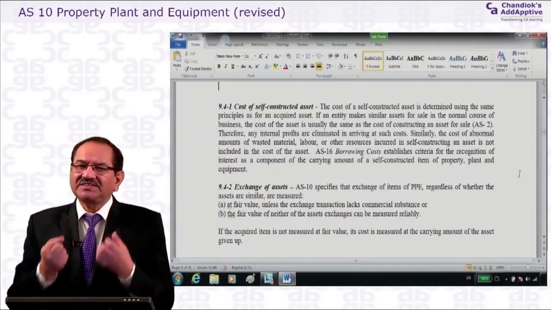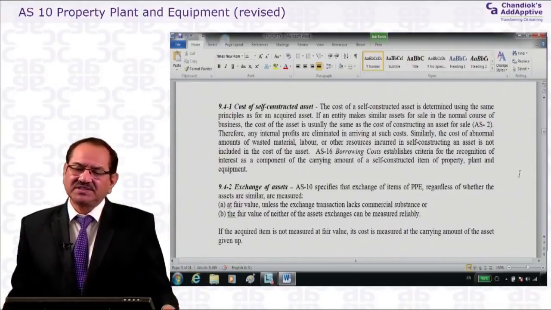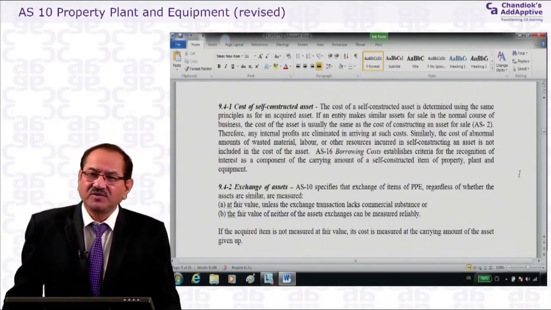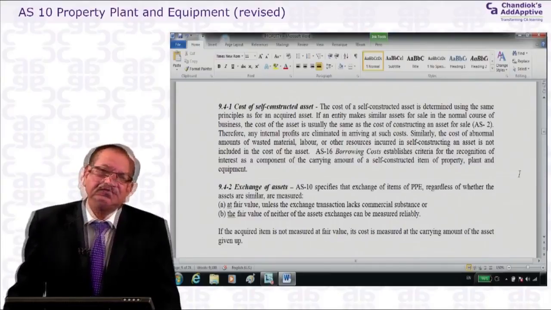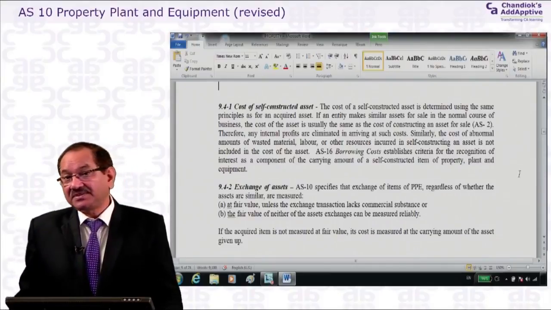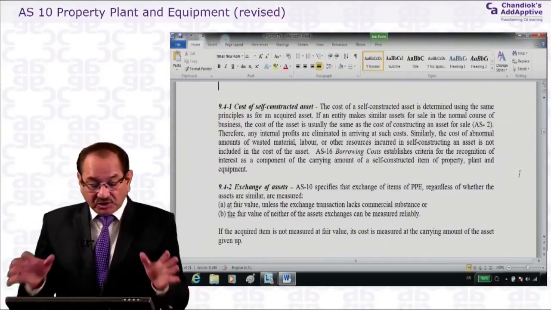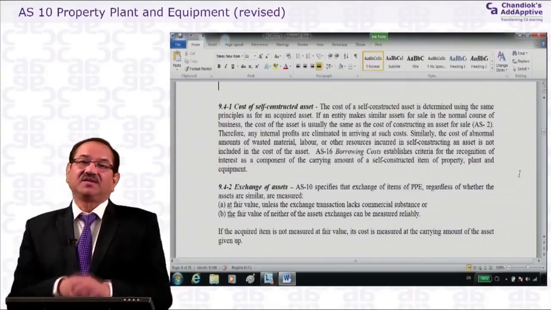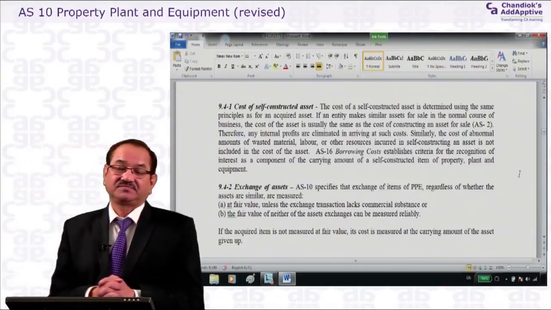Because you will always see there must be commercial substance in it. Cost benefit analysis. You can't purchase such type of plant and machinery in a business. You will say, why should I give you 3 crores for 2 crores of plant and machinery? But sometimes it happens. It says that it will be measured at fair value, unless the exchange transaction lacks commercial substance.